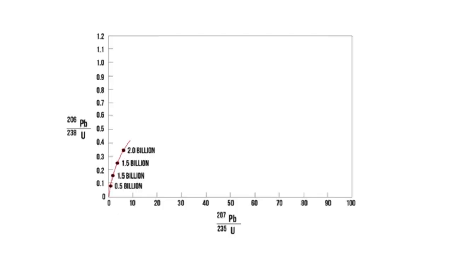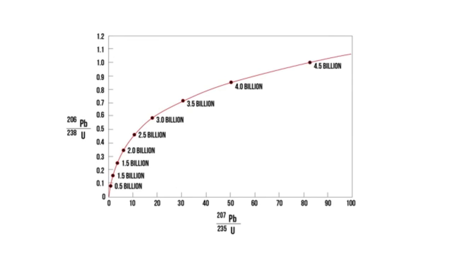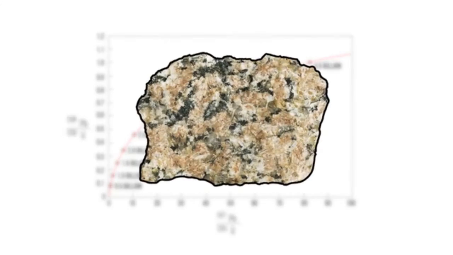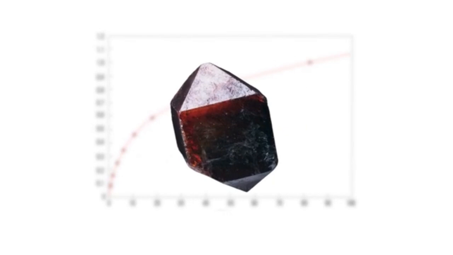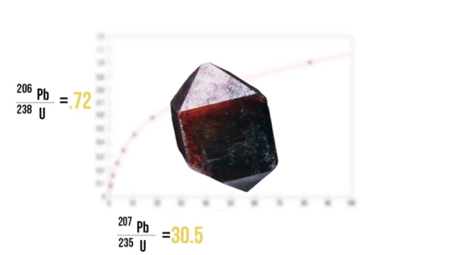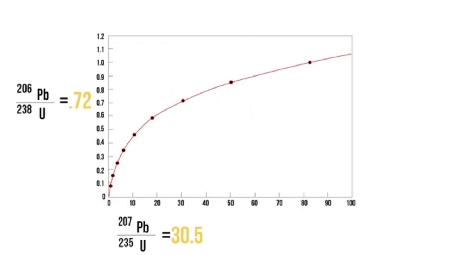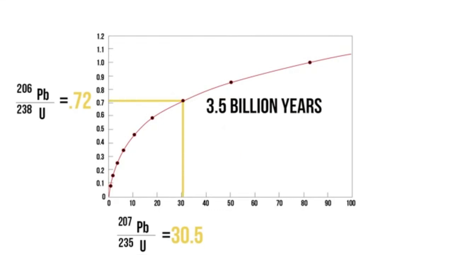Take a close look at this diagram. You can see that the older the rock, the farther up the curve the sample plots. In the ideal case, when a geologist collects a rock, separates out the zircon, and measures the ratios of lead-206 over uranium-238 and lead-207 over uranium-235, and plots these on this diagram, it will plot on this curve and the exact age can be determined.